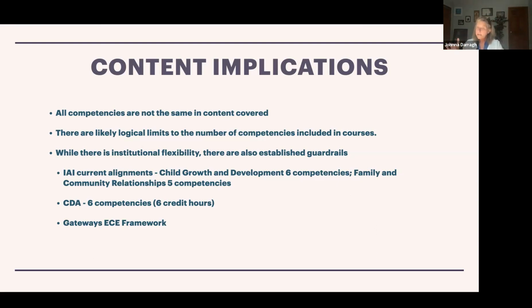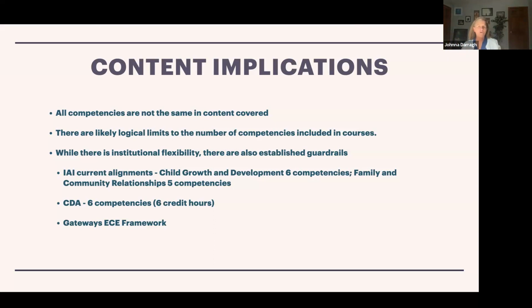There are likely logical limits to the number of competencies included in courses. And I put the word likely in there because it just seems like there probably are. So you might want to reflect on that. And so this idea of guardrails, and several of us were involved in a discussion yesterday, looking at general parameters and guardrails. And that was really helpful and clarifying to me in terms of thinking about things like credit assigned to courses, which we'll be talking about today. Thinking about how to design things so they complement the existing system.